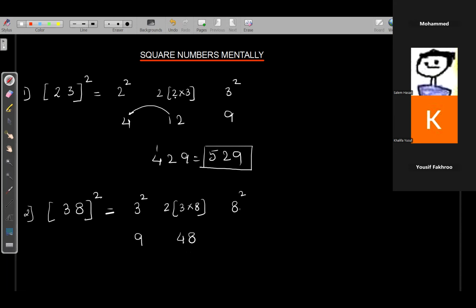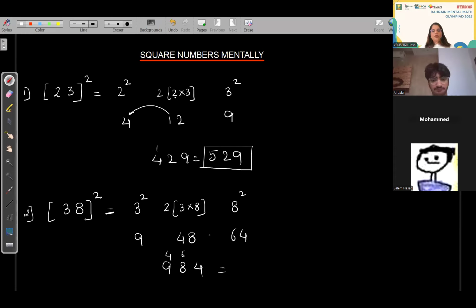Are you getting it? And what is the square of 8? This is 64. Now, just arrange the numbers. It is 9, it is 48, and this is 64. Are you getting it? How many understood? We did a carryover. The 4 goes here and the 6 goes here. Understand.